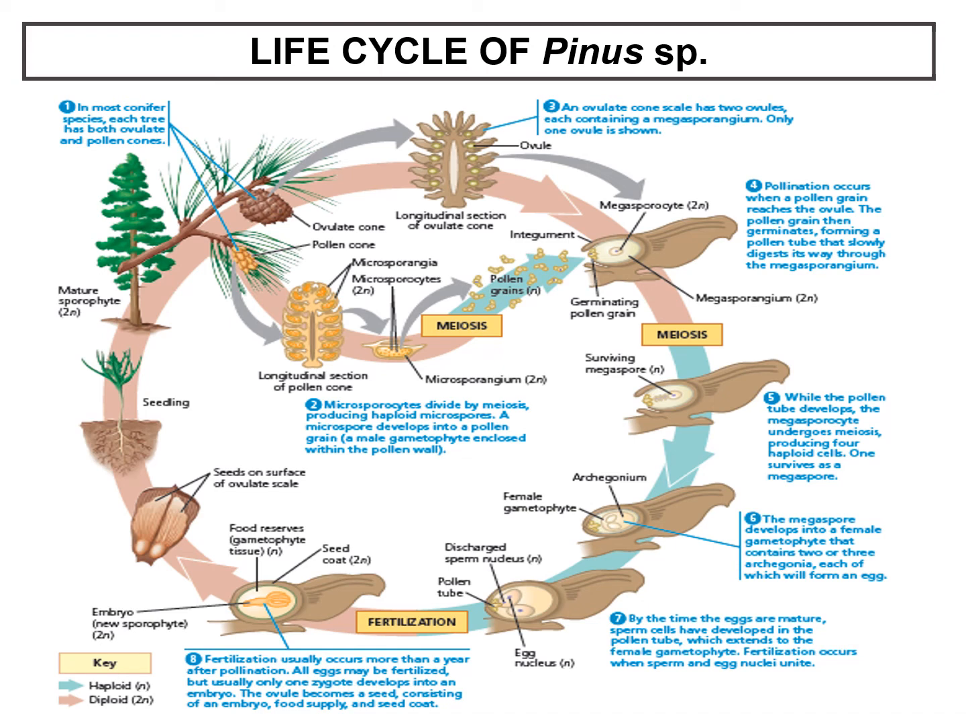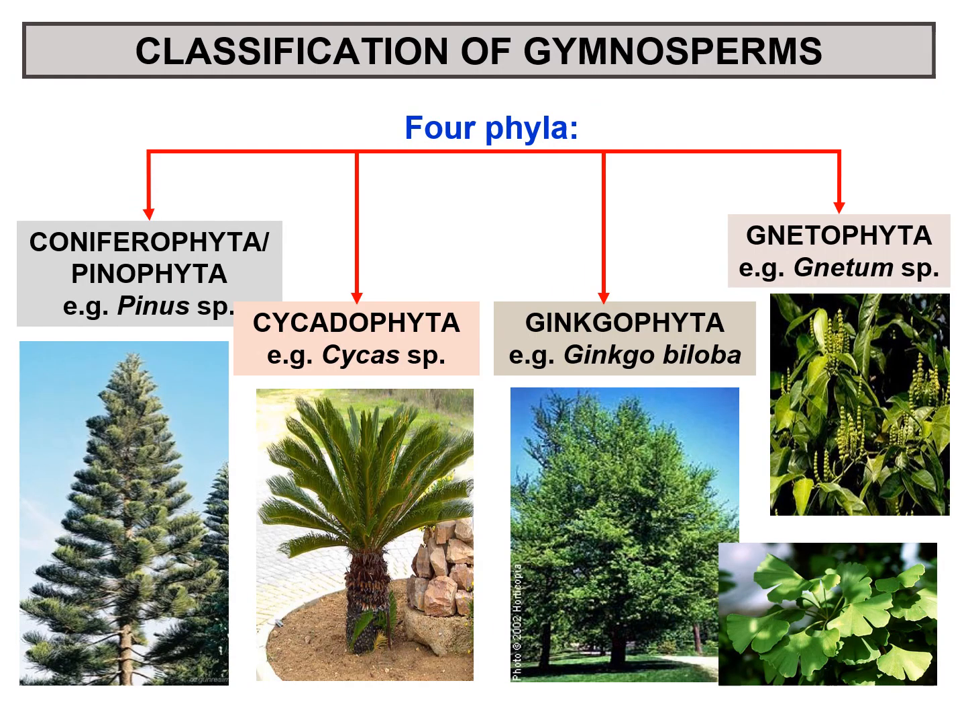Pinus is the gymnosperm. Dia tidak berbunga. There are 4 phyla under gymnosperm. Coniferophyta, Cycadophyta. Coniferophyta contohnya Pinus species. Cycadophyta, Cycas species. Ginkgophyta, the example is Ginkgo biloba, and Gnetophyta, Gnetum species.